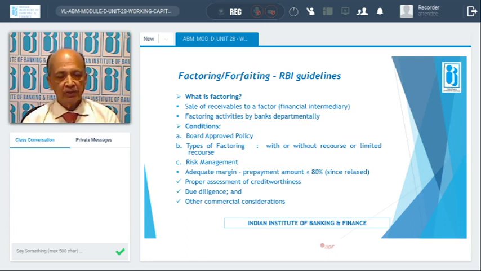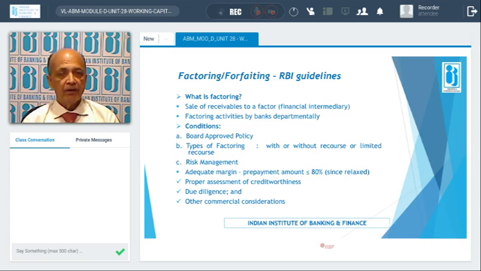And as per the RBI guidelines, banks are permitted to undertake factoring departmentally without RBI permission. Blanket permission is given for undertaking this kind of factoring services to their customers, but that is also subject to compliance of certain conditions, which are brought out explicitly by RBI.